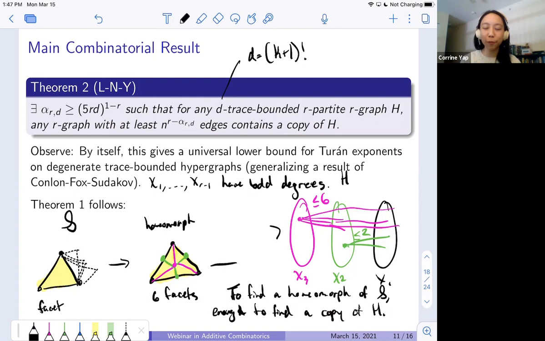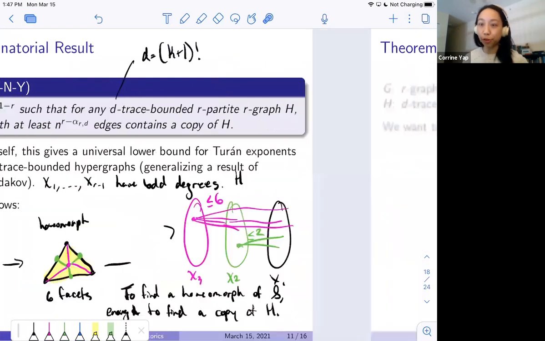So for the rest of the time, I'm just going to talk about proving this theorem 2. Now we are leaving the topological world behind completely. We are no longer going to be talking about simplicial complexes. We are only talking about the combinatorial aspect, that is, finding copies of trace-bounded hypergraphs in denser hypergraphs.